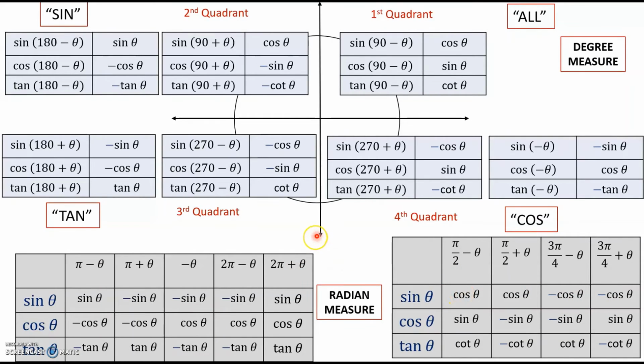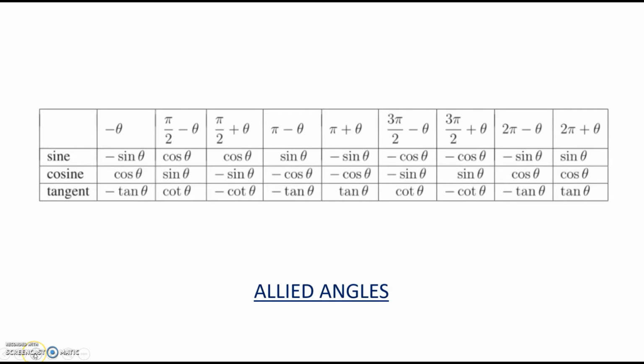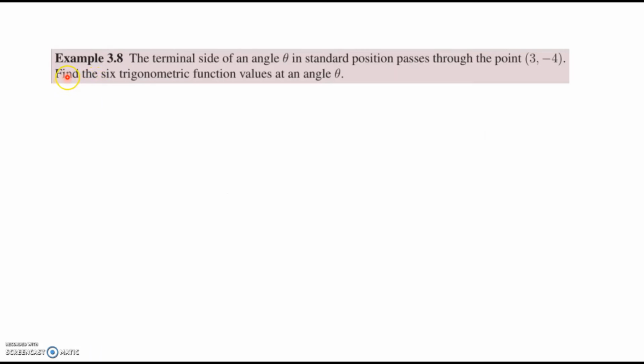It's important to learn this table by heart so that you can apply these formulae wherever required in trigonometry. A further consolidated table for your reference of the allied angles. Let's move on to do the example problems from chapter 3.